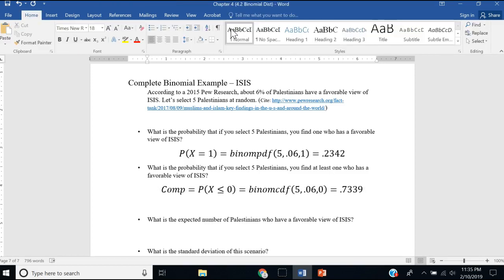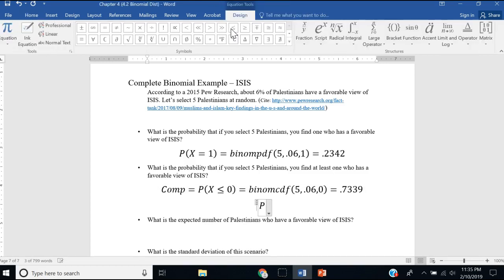Now again, that's the complement. So if I wanted to find the probability that at least one has a favorable view of ISIS, I would subtract that and I get 0.2661. Okay. By the way, remember how we did that previously? Previously, we used independent multiplication to do that. And now we can see we can use binomial CDF to accomplish the exact same goal that we had before.